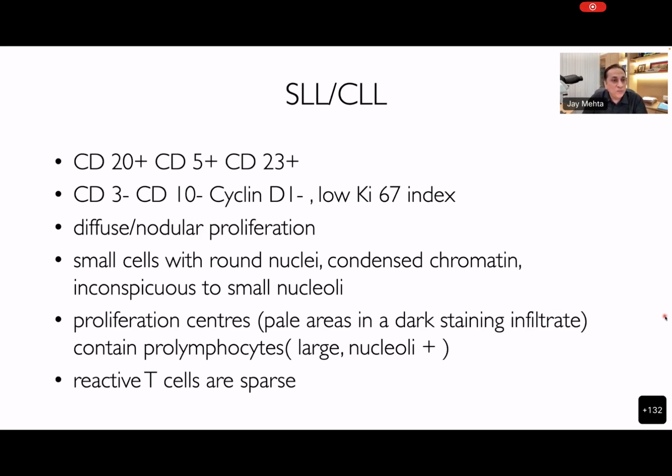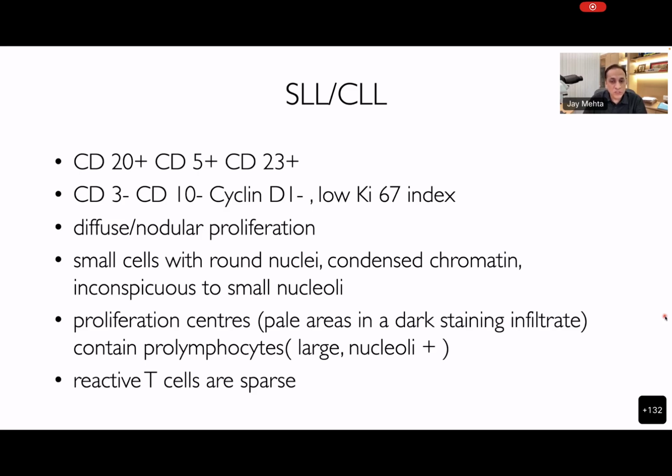So this expresses CD25 and CD23. It is negative for CD3, CD10, and cyclin D1, and typically has a low proliferation index. You can get both diffuse and nodular proliferations. The constituent cells are small cells with uniform round nuclei. The chromatin is condensed, and the nucleoli are small to inconspicuous in nature.